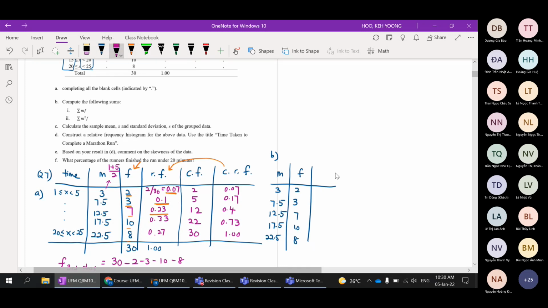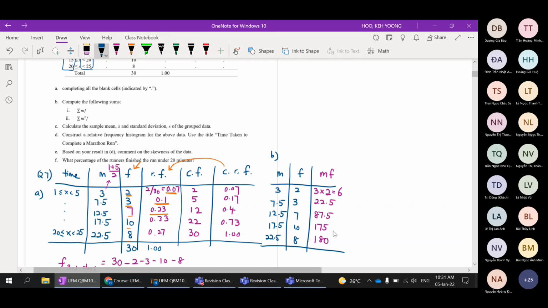Next, we create a new column to calculate the MF. So you take the midpoint times the frequency. You calculate the MF for every class. For every class, this one again we have to use the calculator and calculate one by one. 7.5 times 3, 12.5 times 7. Done.